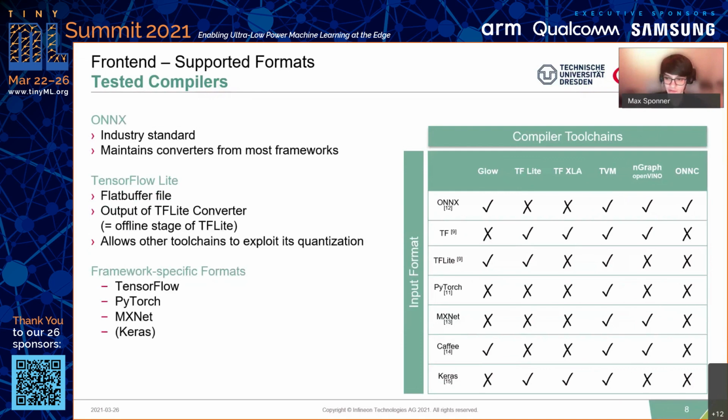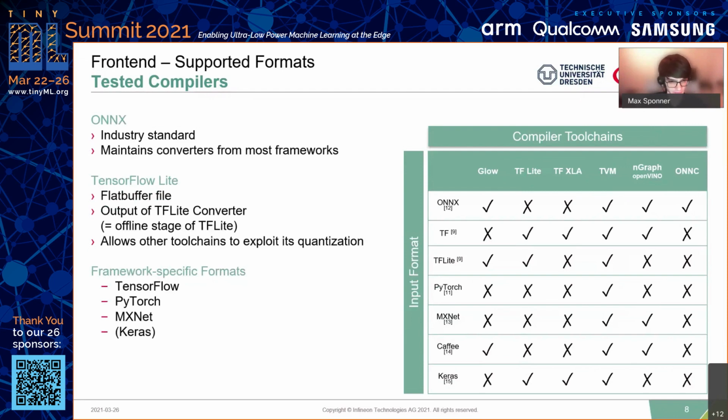Now for the front-end capabilities. As we want to support a broad selection of different deep learning frameworks, the ONNX format is the most interesting one for us. It's a kind of industry standard and maintains converters for most of the available and popular frameworks. However, the TensorFlow Lite flat buffer file format is also quite interesting.